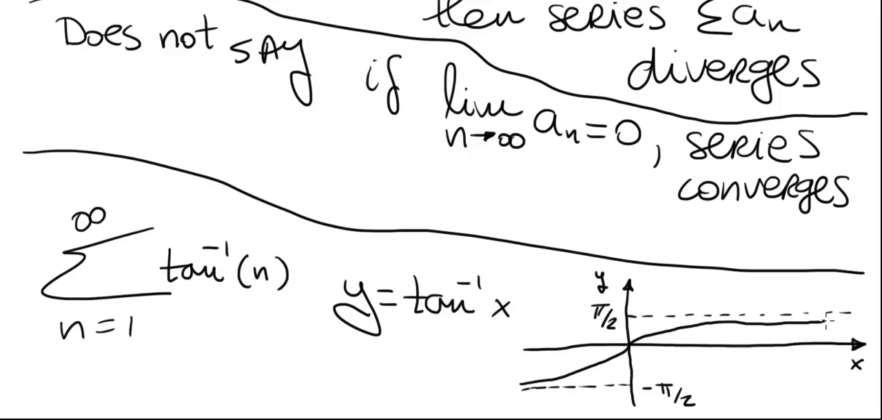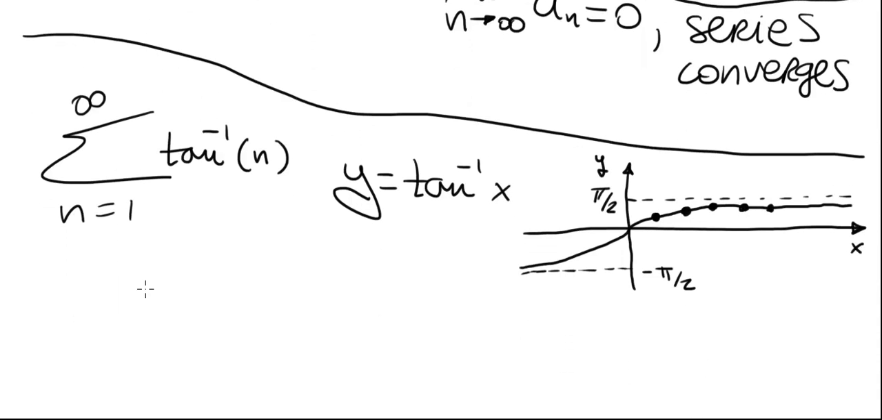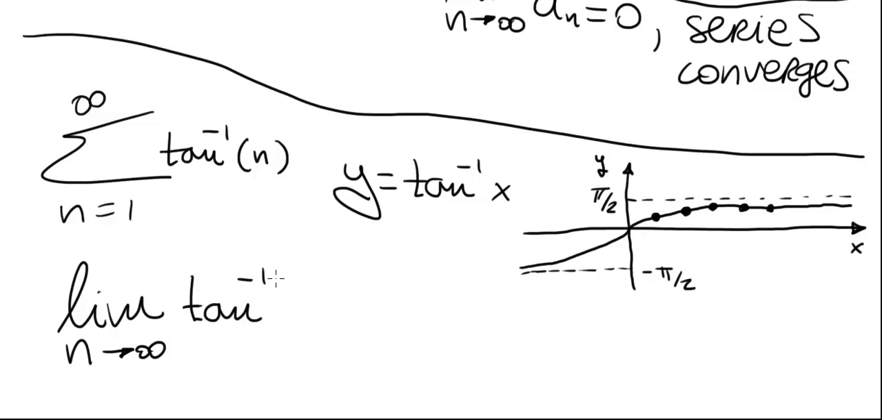Now we're interested in the values of x that are positive integers. So we plug in 1, we get the point right here. Plug in 2, we get a point here, 3 here, and so on. As you can see, the bigger the n, the closer the y coordinates of this graph are going to get to pi over 2, and so that is the limit. The limit is inherited from the continuous function. We can now say that the limit as n goes to infinity of inverse tangent of n is equal to pi over 2. Well, pi over 2 is not 0.